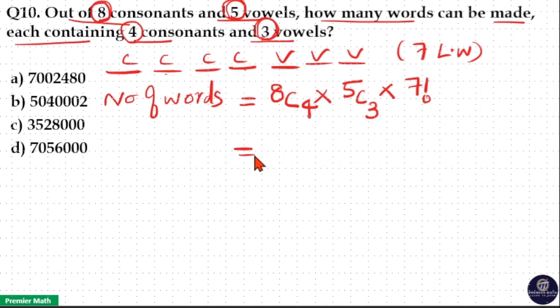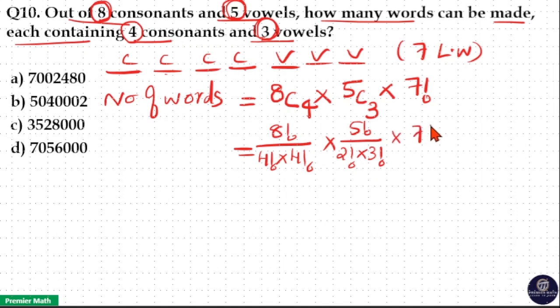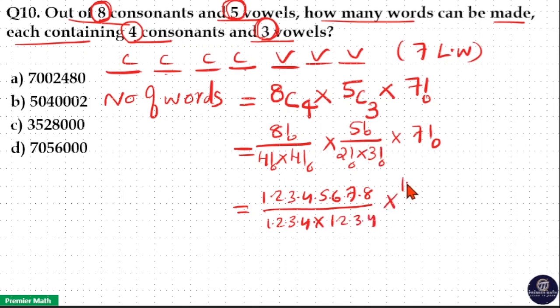So, total number of words is equal to 8C4 means 8 factorial divided by 8 minus 4 is 4 factorial into 4 factorial into 5C3 means 5 factorial divided by 5 minus 3 is 2 factorial into 3 factorial into 7 factorial. Now, which is equal to 8 factorial means 1 into 2 into 3 into 4 into 5 into 6 into 7 into 8 divided by 1 into 2 into 3 into 4 into 1 into 2 into 3 into 4. Next term is 1 into 2 into 3 into 4 into 5 divided by 1 into 2 into 1 into 2 into 3. Again 7 factorial is 1 into 2 into 3 into 4 into 5 into 6 into 7.